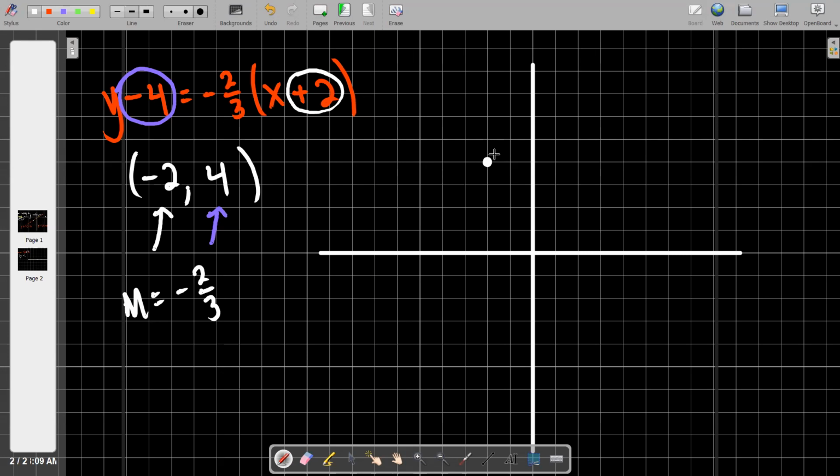And how do I track a slope of -2/3? Down 2, right 3. Thank you, Jeff. Down 2, right 3. Make a line. Okay. What's that, buddy? Oh, you meant up 2 and back to the left 3? Yeah, of course, absolutely. So let me knock another one up here.